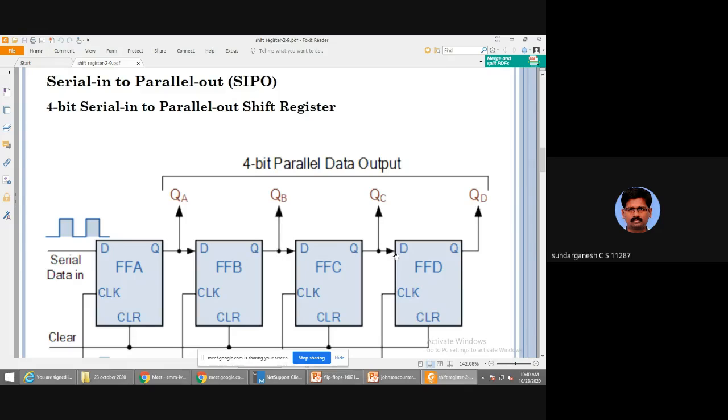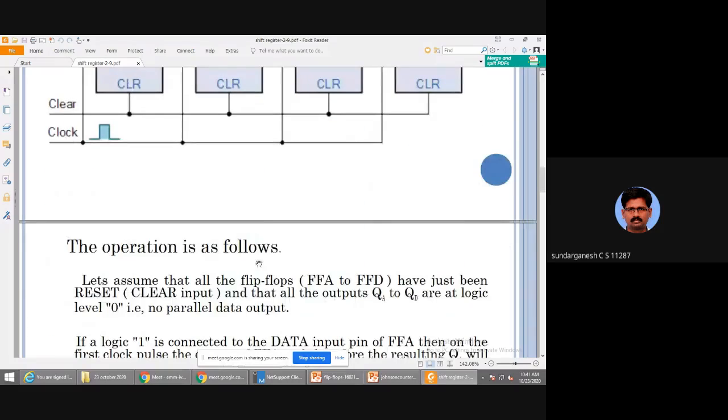This is known as serial in, parallel out. There is only one input and there are 4 outputs. In order to get the 4 data, I have to wait for 4 clock pulses. Then only I get all the data. For 1 clock pulse, I get only 1 bit. So after 4 clock pulses, I get all the data. Since there are 4 flip-flops, we can only get 4 outputs. So this is the serial in, parallel out shift register.